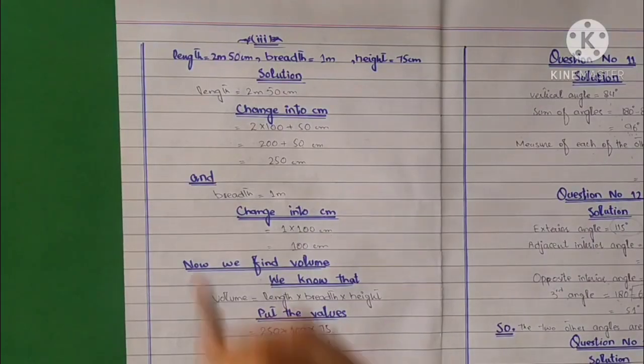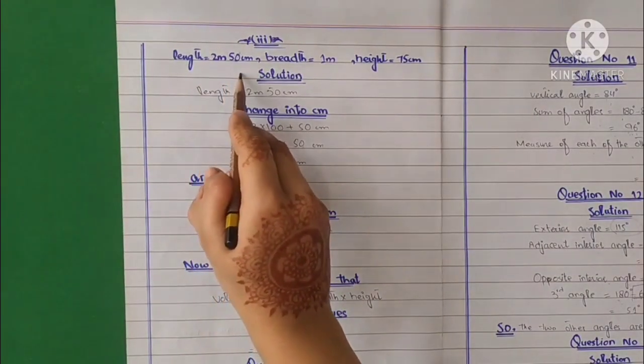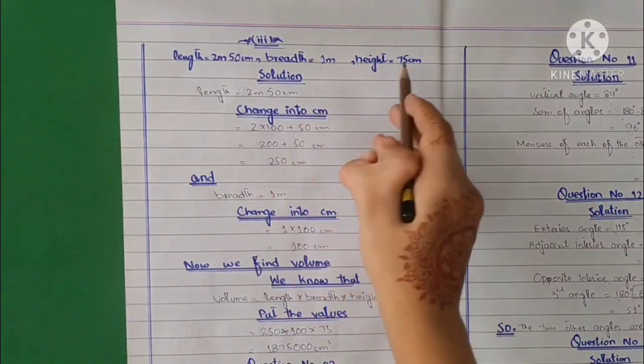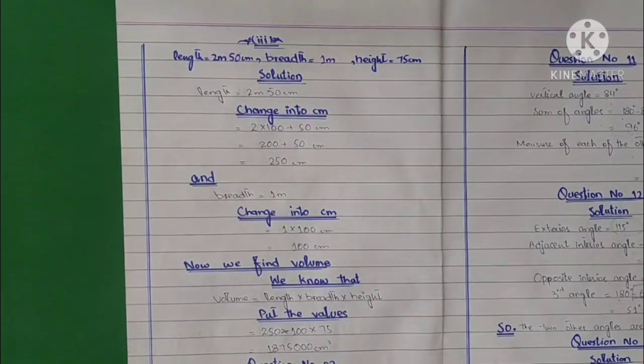Now third part of this question is length is equals to 2 meter 50 centimeter, breadth is equals to 1 meter, height is equals to 75 centimeter.